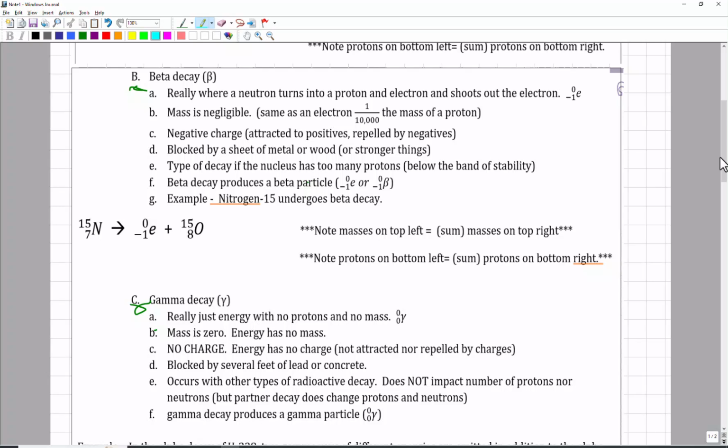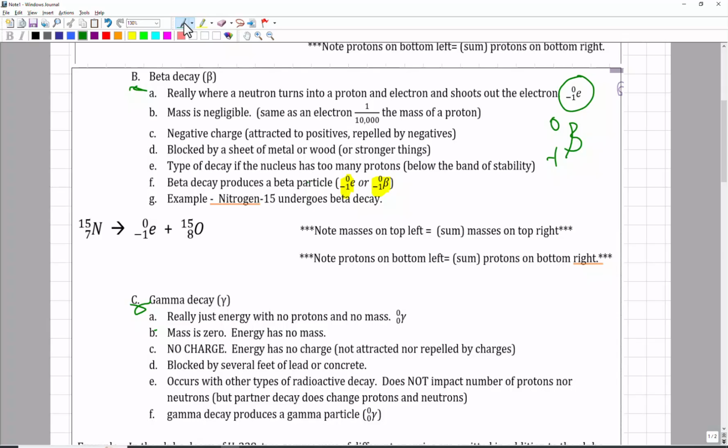Beta decay. Look at that fancy B-looking beta. It's really where a neutron turns into a proton and electron and shoots out the electron. It looks like this. It also looks like this, 0, -1, B. So that also looks like this guy over here. Okay, these are the same, right? The mass is negligible, and we talked about that today in class. It has a negative charge, so negatives are attracted to positives and repelled by negatives. It's blocked by a sheet of metal or wood or stronger things. So remember how alpha was blocked by paper? This one would go through paper. This one goes through your skin.